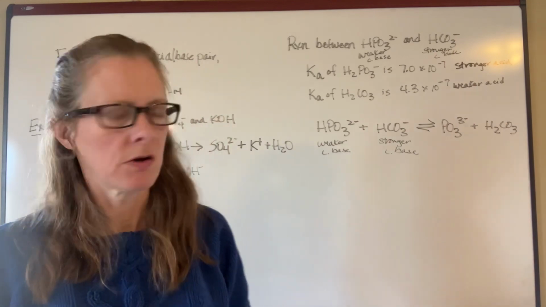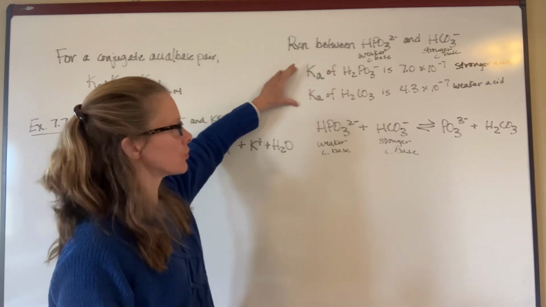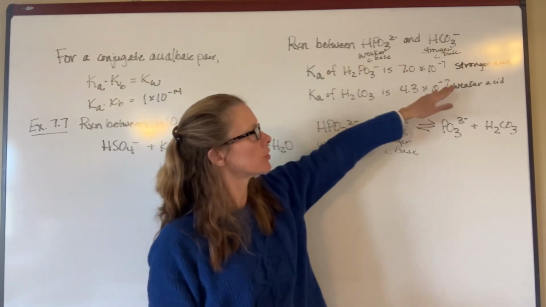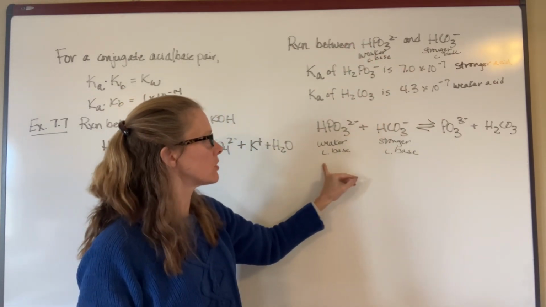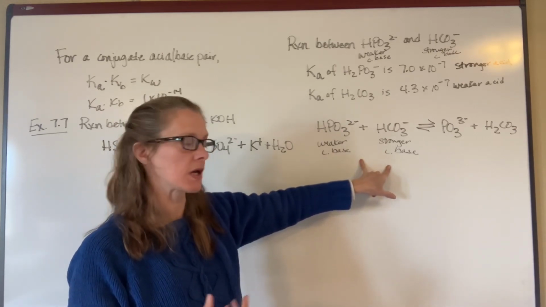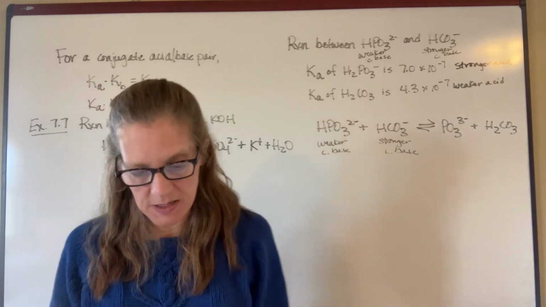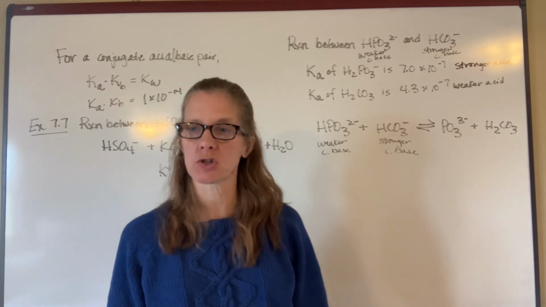Okay? Does that make sense how I got that? Hopefully it does. You look at your Kas, determine which one is stronger. Notice that the stronger acid goes with the weaker conjugate base, and the weaker conjugate base is the one that is going to act as the acid down here. Or another way to think of it, the stronger conjugate base is the one that acts as the base. So that is how I am able to tell what the final reaction is there.